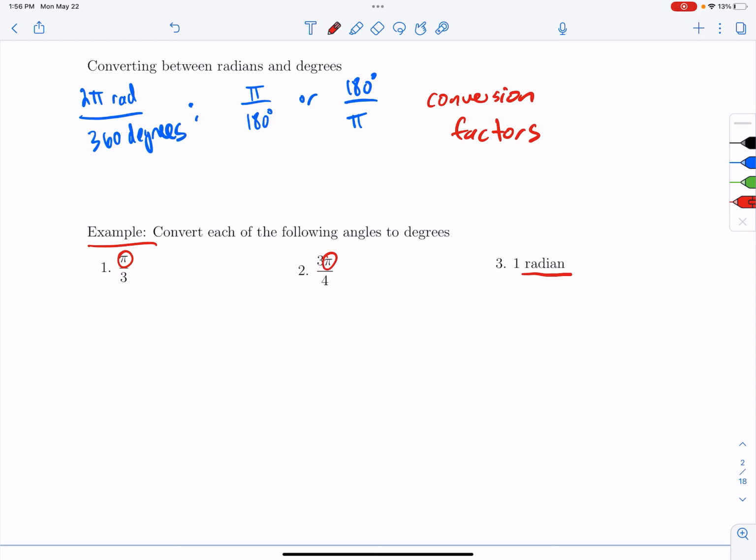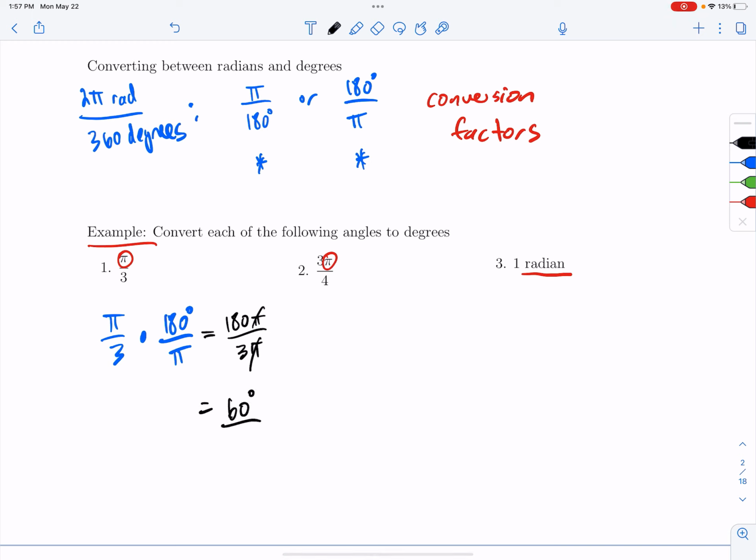Okay, so our first angle here is pi over 3. What I'm going to do is multiply by one of these conversion factors, and the conversion factor I'm going to use is the one that has the unit I want in the numerator. I want to convert this to degrees, so I'm going to use this conversion factor because degrees is in the numerator, degrees is what I want. So I just multiply these fractions. We'll do this slow and steady here, so 180 pi over 3 pi, and then I can simplify that. The pi can factor out. 180 divided by 3 is 60, and I want that in degrees. So 60 degrees is what that converts to.